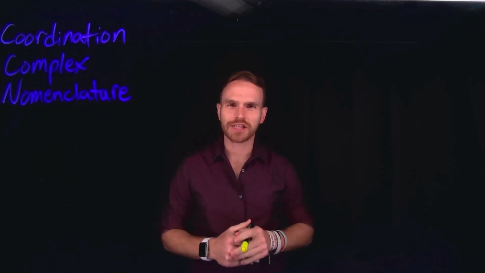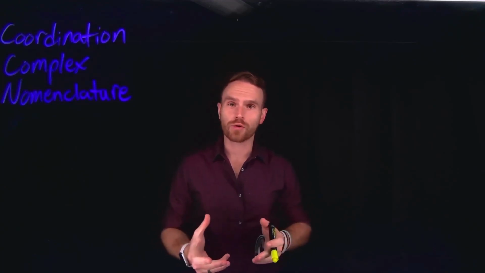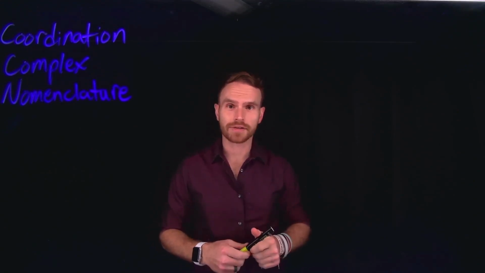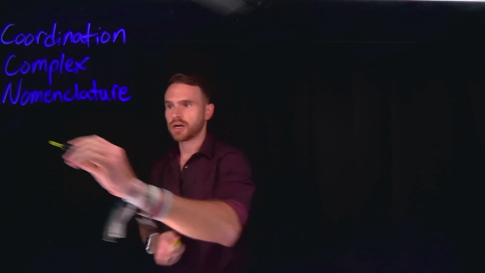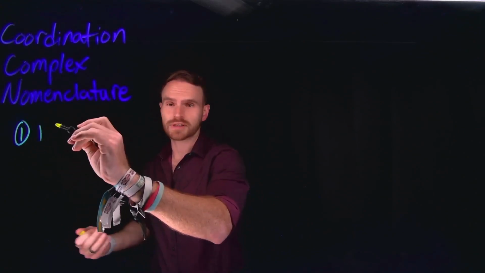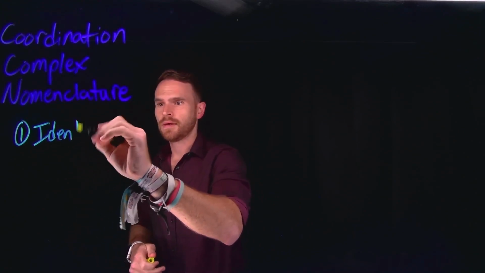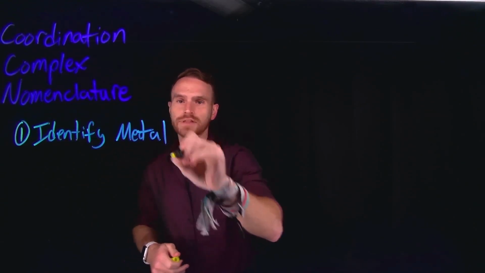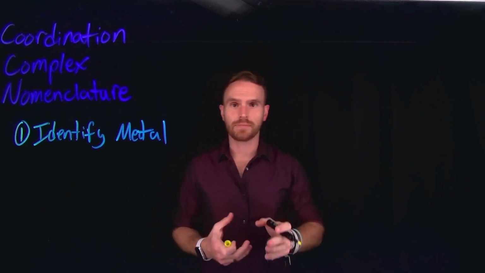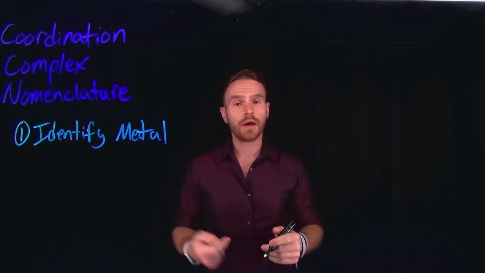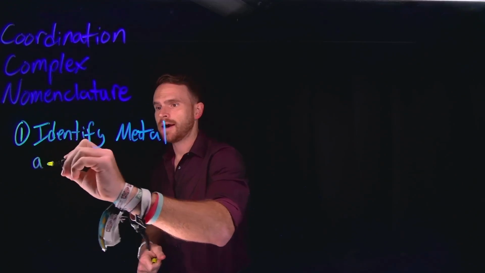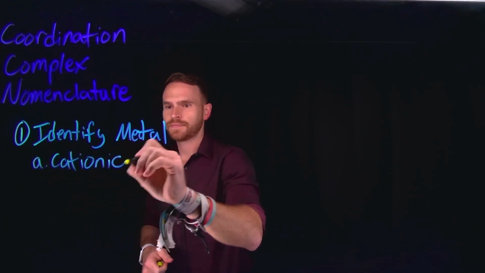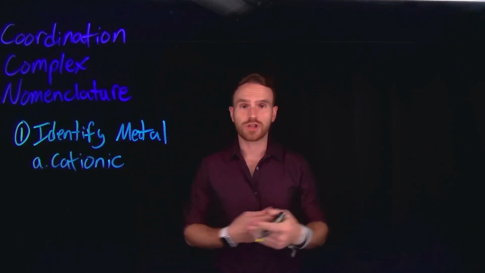Let's talk about coordination complex nomenclature, or in other words, the set of rules we use to name coordination compounds and complex ions. The first step when naming coordination compounds is going to be to obviously identify the metal. And we can have scenarios where we have two different types of charge for the overall species. Number one is going to be cations. So if the species is cationic, then the rule in those cases is that you just name the metal as it is.